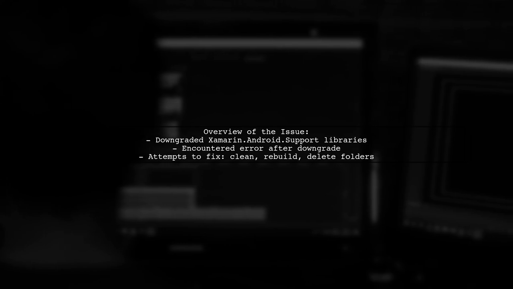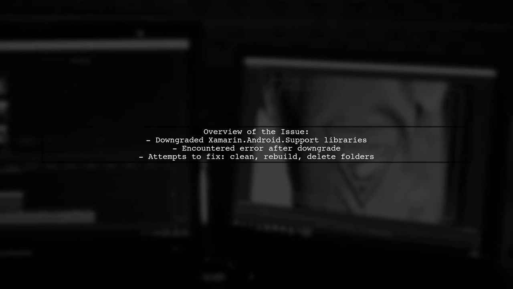Here's a quick overview of the problem. Our viewer attempted to downgrade their Xamarin.Android.Support libraries due to a bug, but now they're facing a frustrating error message. Despite trying various solutions like cleaning and rebuilding their project, the issue persists. Let's break down the details and find a way to resolve it.